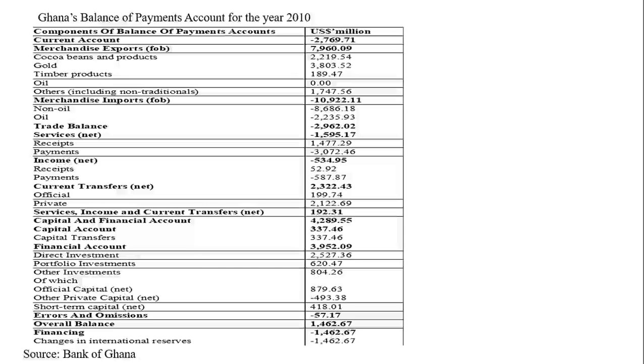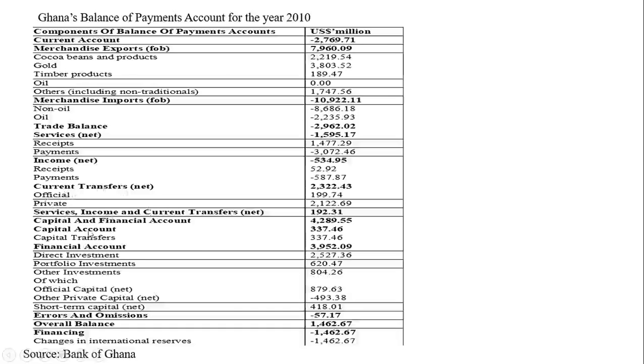So this is a typical balance of payment account for the year 2010. As you can see, we have the current account, and in the current account we have the merchandise exports: cocoa beans and products of Ghana, gold, timber, oil, others. We also have the oil and non-oil imports, and we have the trade balance, services, receipts, payments, income, receipts, payments, current transfers, official, private, and current account transfers.